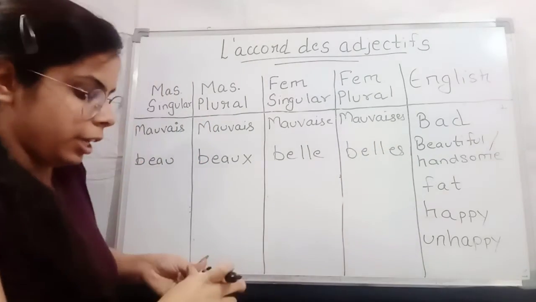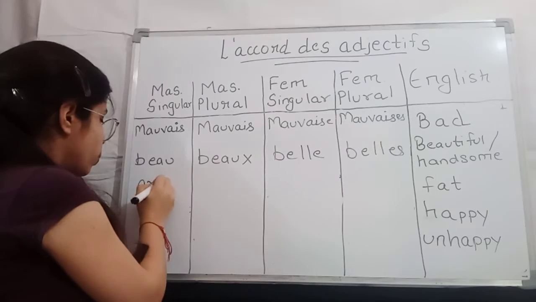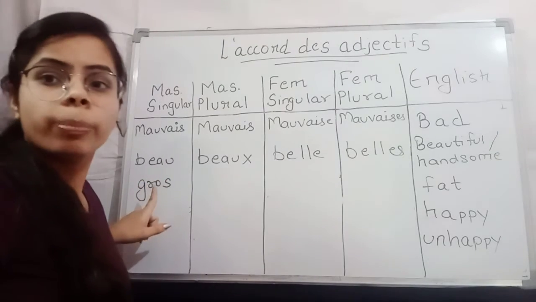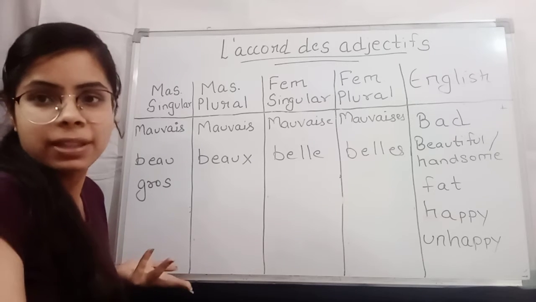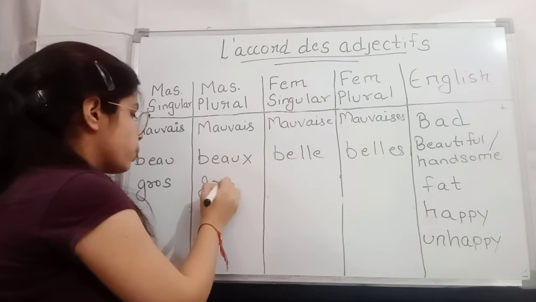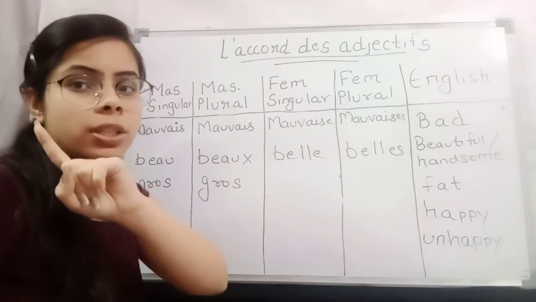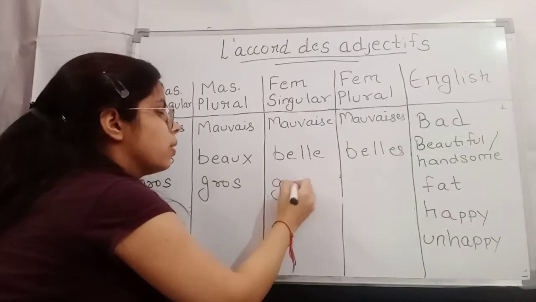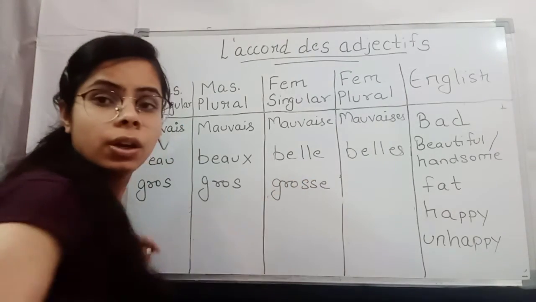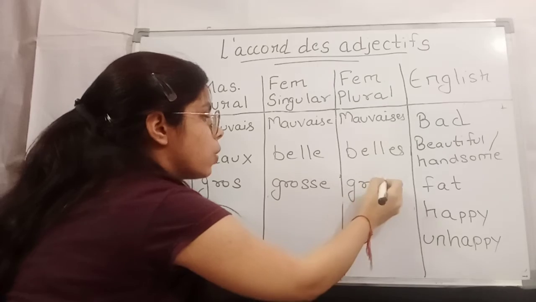Okay. And for fat, it's gros. To make it plural, it is already ending with S, so the spelling will remain same. Gros. To make it feminine, we just have to add an extra SE, that is grosse. Okay, so to make it plural, it's grosses.